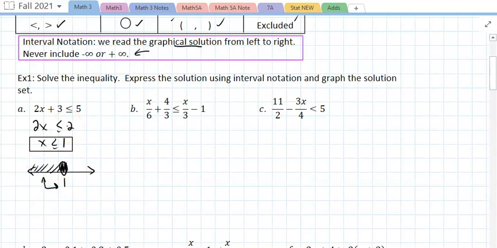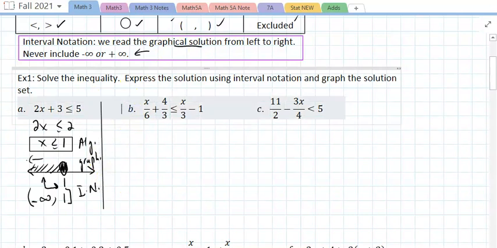That's a graphical solution. Interval notation, you read the graph left to right. How far to the left does this go? This runs to negative infinity, comma, all the way to 1. 1 is included. Even though this runs to negative infinity, we never include infinities. This is the algebraic solution. This is the graphical solution. And this is the interval notation solution. So you must know all 3.